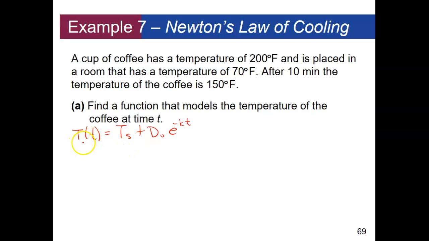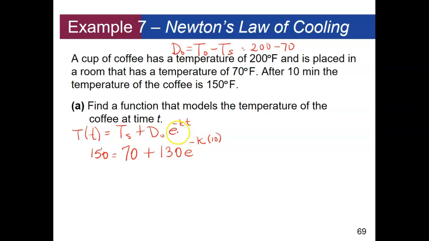Okay, so when we look at this, what we know is that the coffee is placed into a room that has a temperature of 70 degrees, so that's our surrounding temperature. The difference in temperature is the difference from the object to the surroundings. So our object is the coffee, which is 200, and the surroundings is 70, so this is going to be 130. We don't know the K for coffee, so we're going to have to find that. We know that after 10 minutes the temperature of the coffee is 150 degrees. So we're going to solve this equation for K, and that's going to give us that constant that we need.